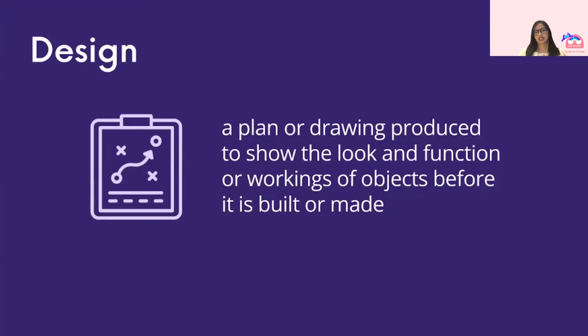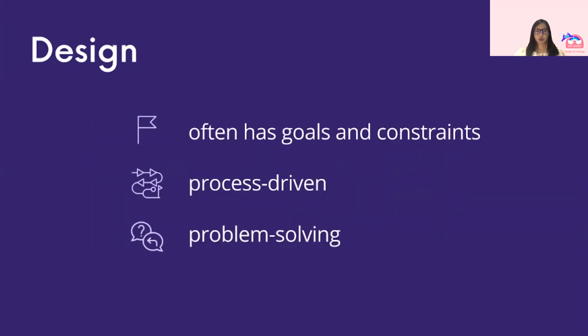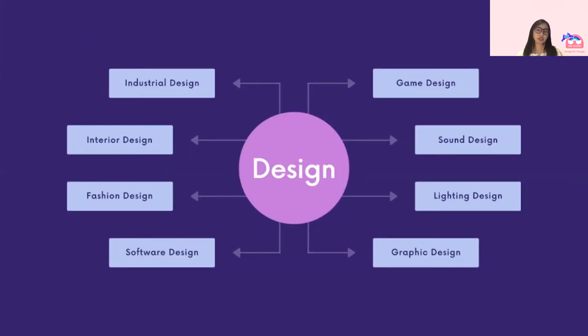So what is a design? A design is a plan or drawing produced to show the look and function or workings of objects before it is built or made. It often has goals and constraints. It's very process driven, and it aims to solve some problems. And there are different types of design. So there's industrial design, fashion design, software design, game design, and what we are very interested in is graphic design.